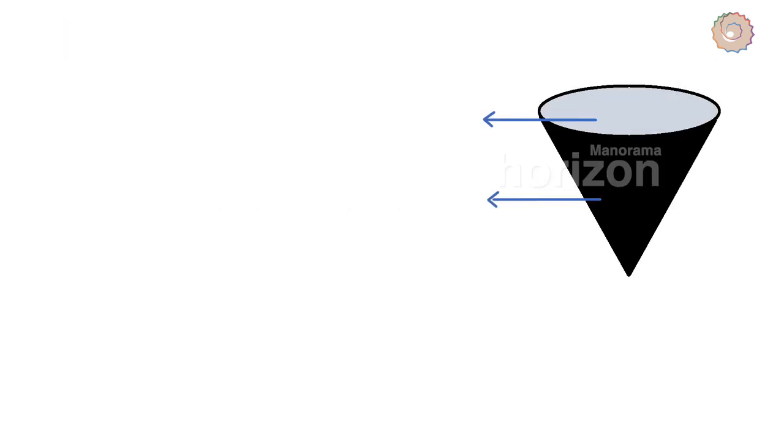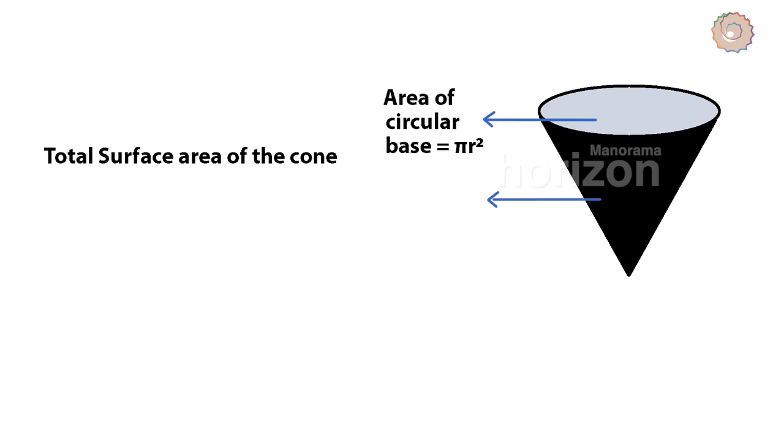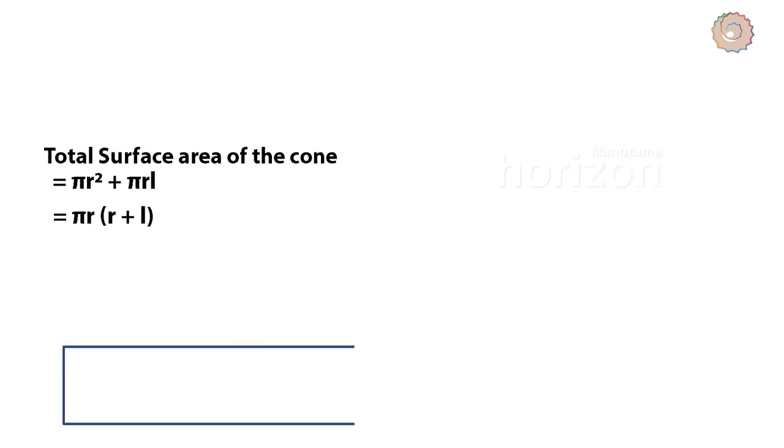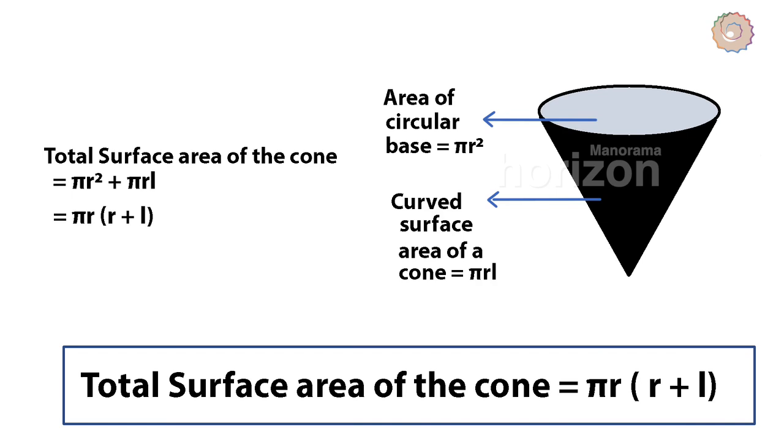Now, let us calculate the total surface area of the cone. That is, we add both the areas of the circular base and the curved surface of the cone. The area of the circular base is pi r squared and the curved surface area of the cone is pi r l. Adding both, we get pi r squared plus pi r l. Taking pi r as common, we get pi r multiplied by r plus l. Therefore, the total surface area of the cone is pi r into r plus l.